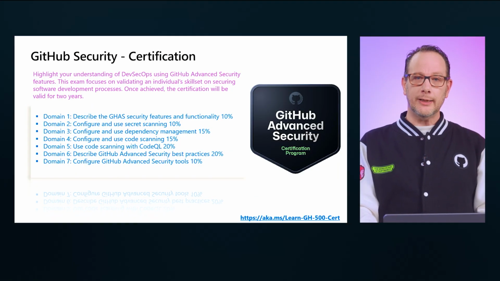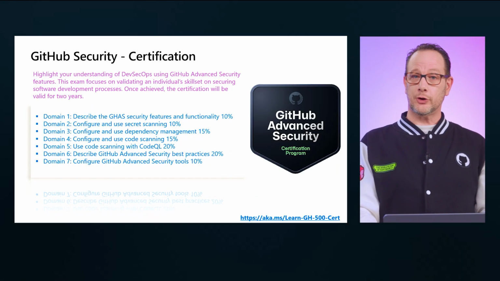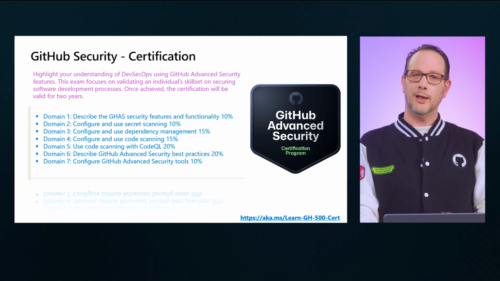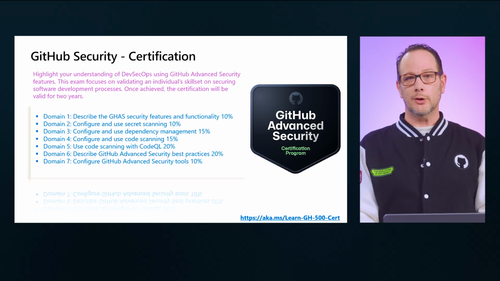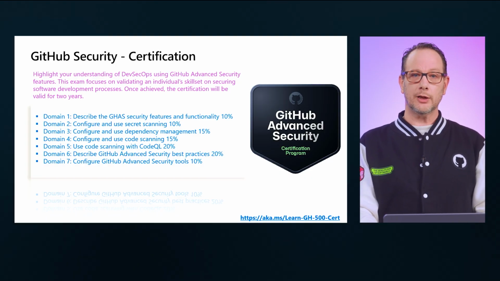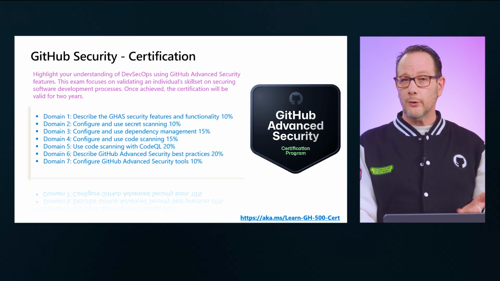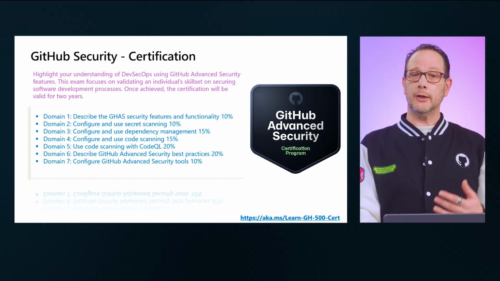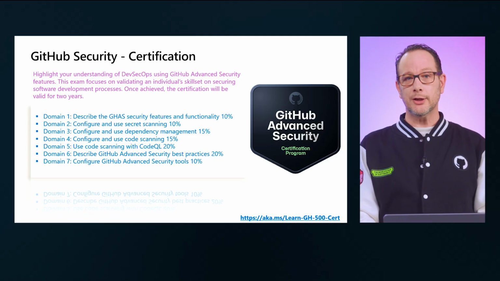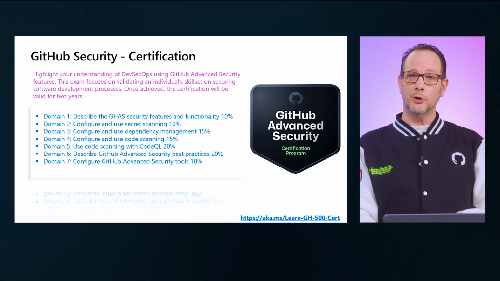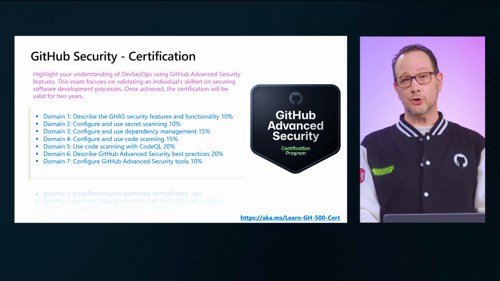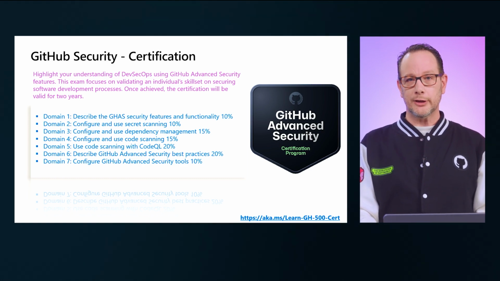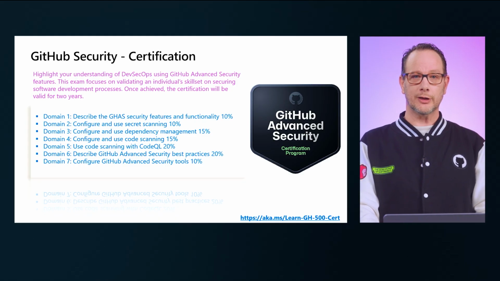Another way to validate your skills on GitHub Advanced Security is taking the GitHub certification exam. It's targeting any individual who wants to validate a skill set on integrating, configuring, managing DevSecOps processes, as well as securing your GitHub repositories and using it in actions. You can find more details regarding the certification at this mentioned link, aka.ms/learn GH-500 cert.